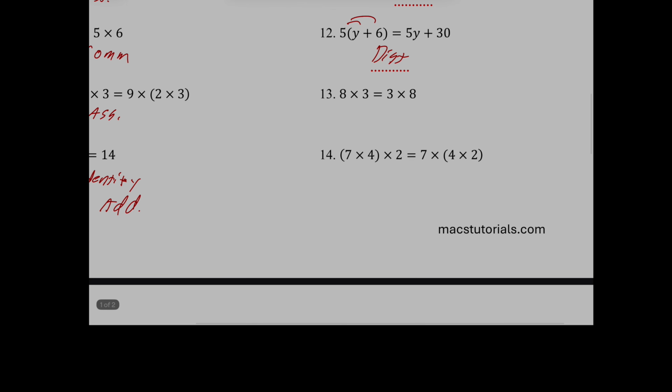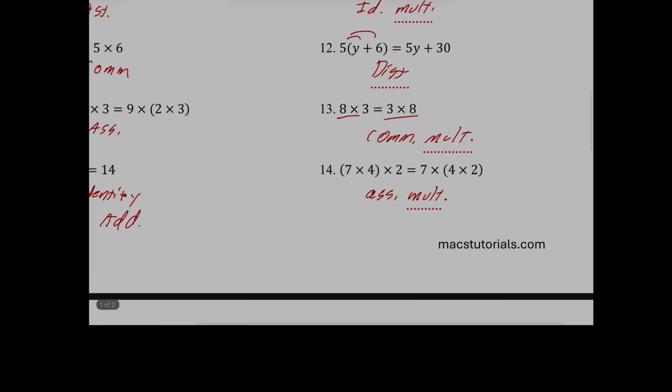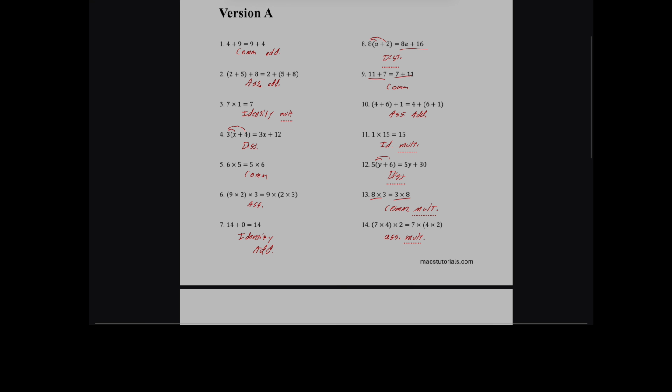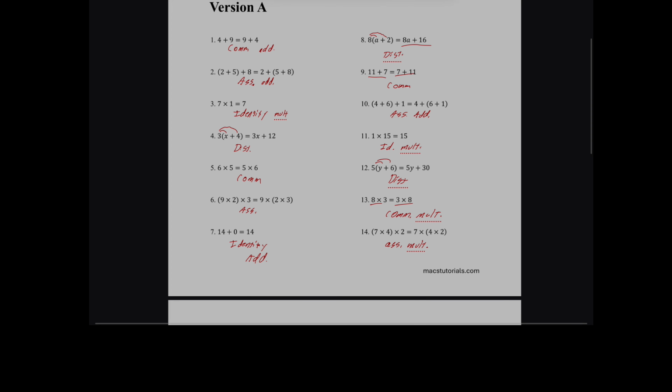Number 13, we just switch the order. So that's going to be the commutative. But look at this one. That's a commutative property of multiplication. Okay, and then number 14, 7 times 4 times 2 equals 7 times 4 times 2, but with different parentheses. That would be the associative property of multiplication. Okay, and this right here is how you would figure out the different mathematical properties of version A.